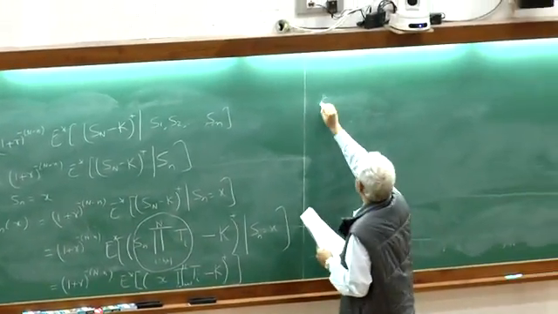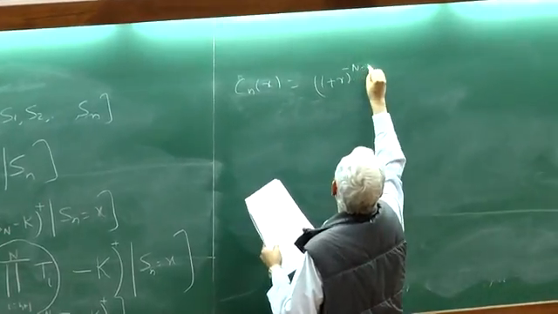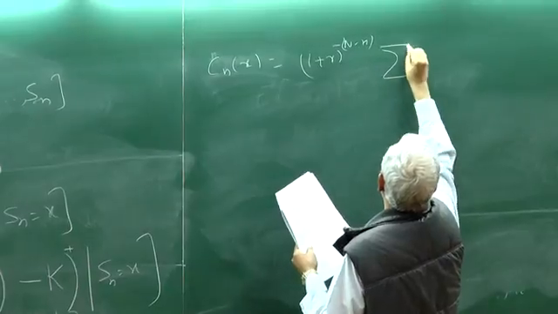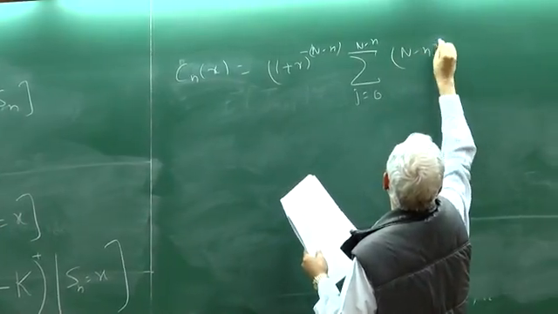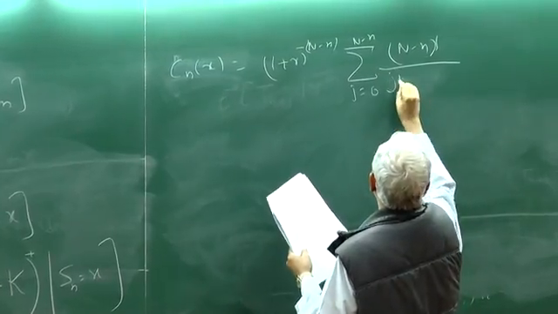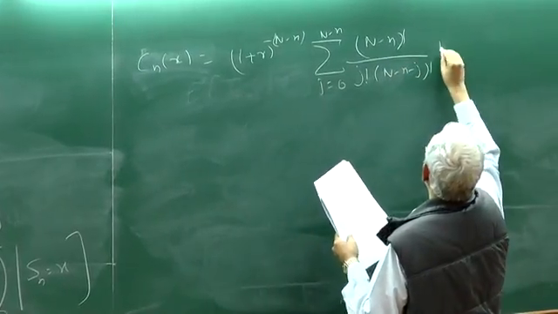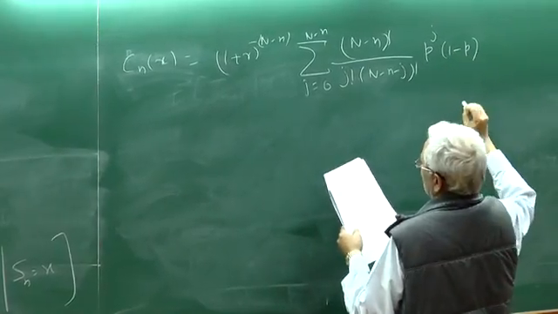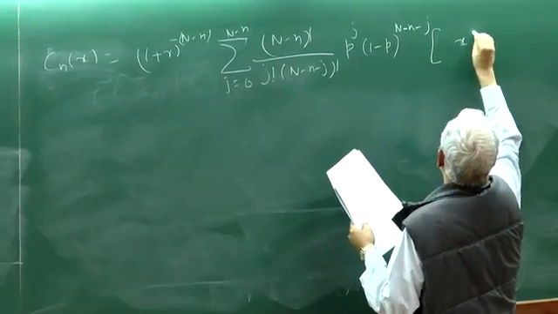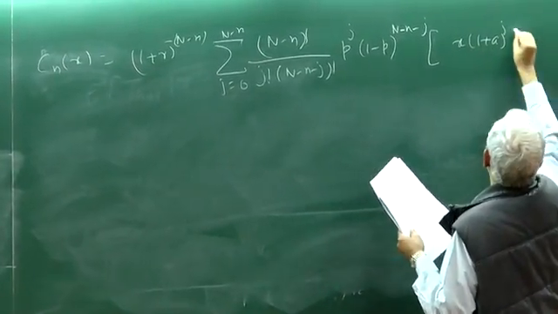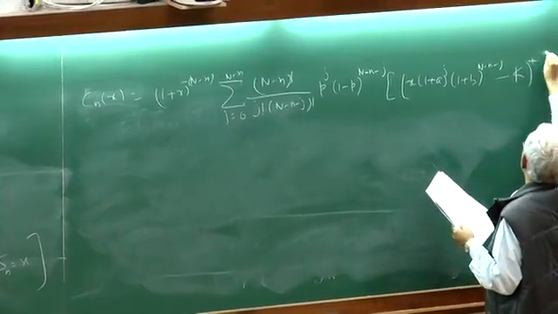So the result is Cn of x equals (1 plus r) to the power minus n times the sum over j from 0 to capital N minus n of (N minus n) factorial over j factorial times (N minus n minus j) factorial, times p to the power j, (1 minus p) to the power N minus n minus j, times (x times (1 plus a) to the power j times (1 plus b) to the power N minus n minus j, minus K) plus.